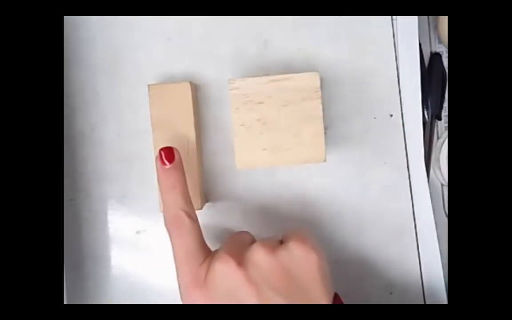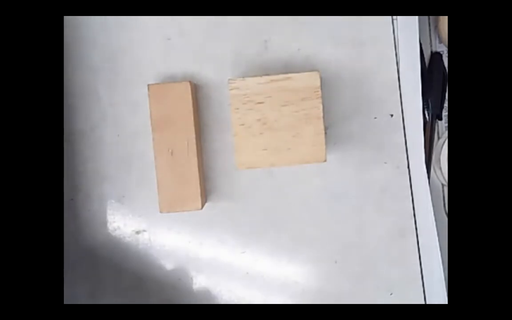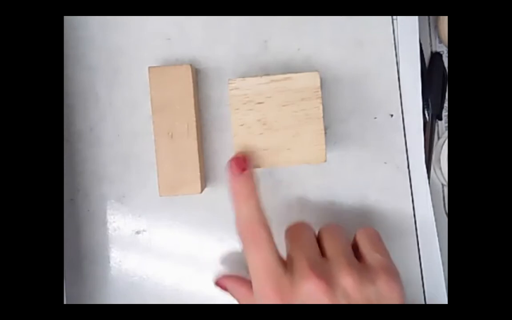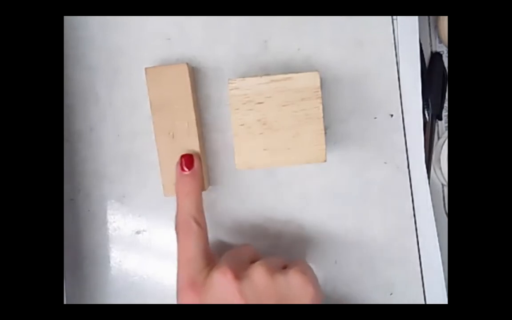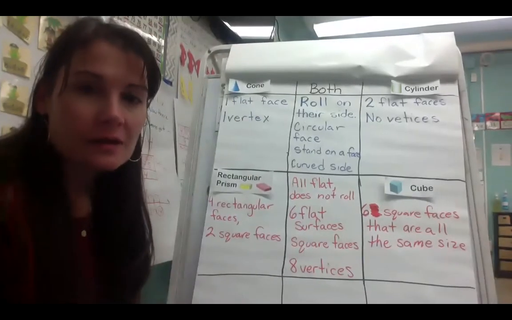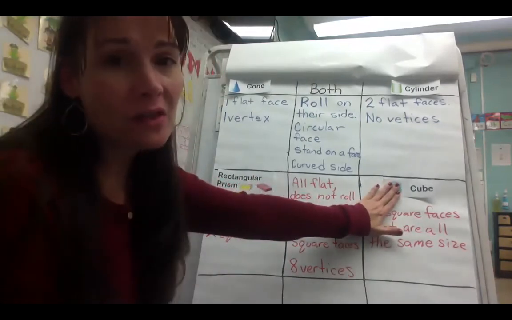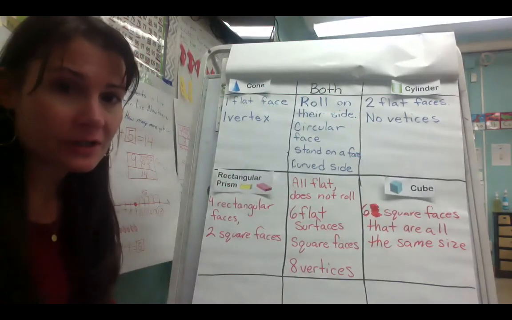So it has 1, 2, 3, 4 rectangular faces. So that would be something that they don't have in common. Even though they have square faces, this one is not equal all the way around. So I can see that the rectangular prism and the cube have a lot in common, but they also have some things that are different.